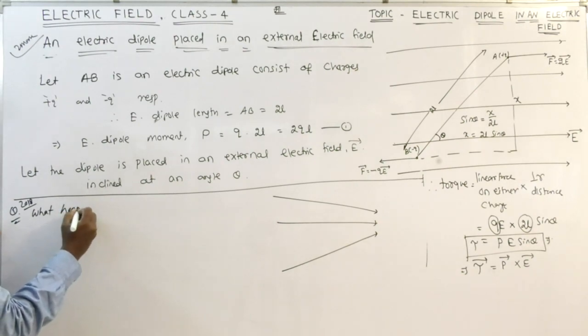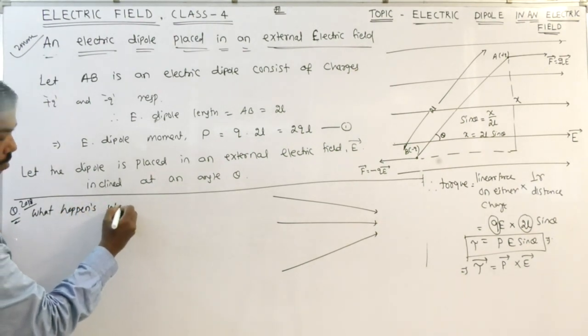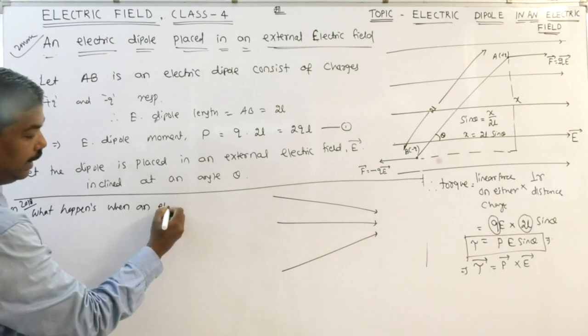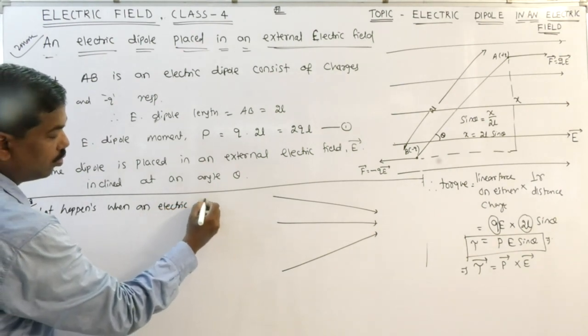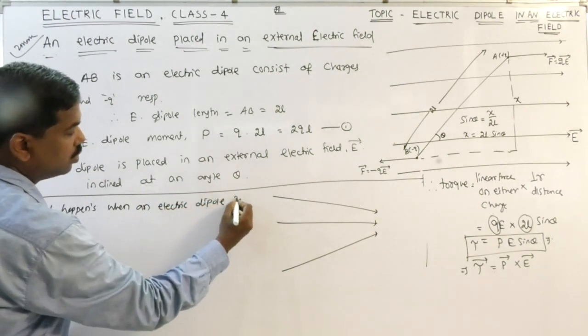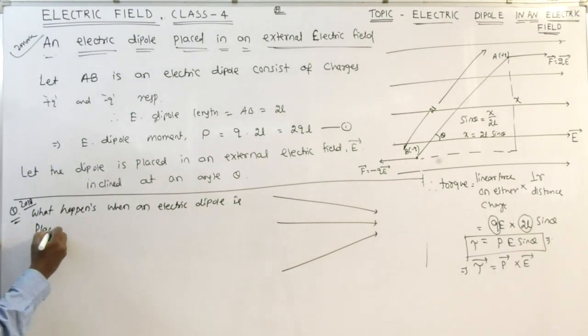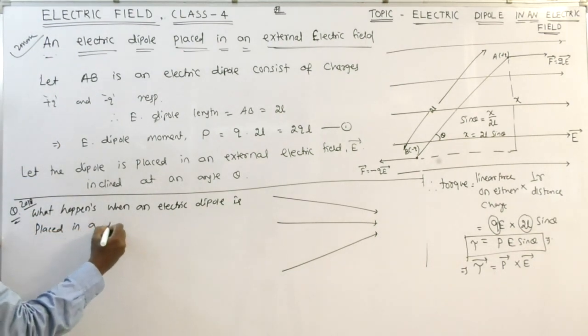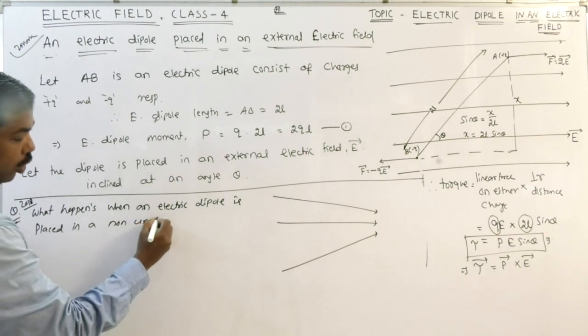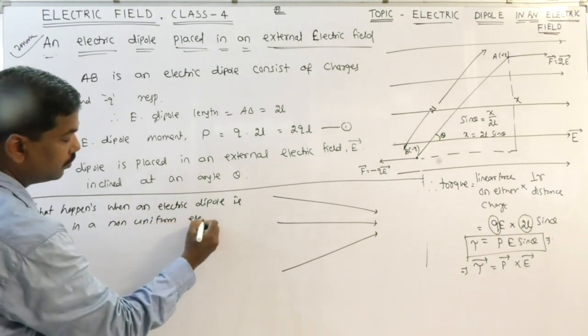What happens when an electric dipole is placed in a non-uniform electric field?